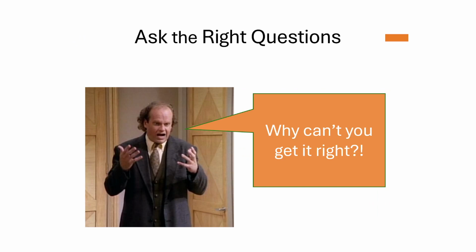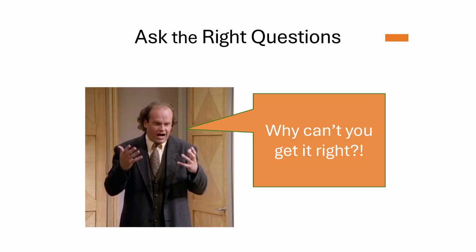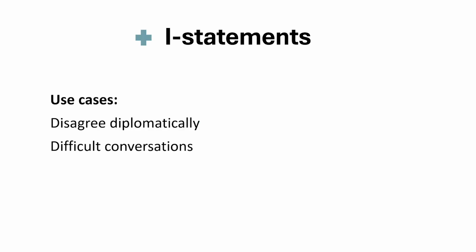Why can't you get it right? You might think, why can't you get it right? However, maybe you should ask your team or that coworker, going forward, what can we learn from this to avoid the same mistakes? Completely solution-oriented. You might think of a previous coworker, previous teammate, some family member who only asks judger questions. Now you can quantify them more. You can maybe more categorize them and say, hey, this is better. Having a learner mindset and focusing on solutions instead of problems.